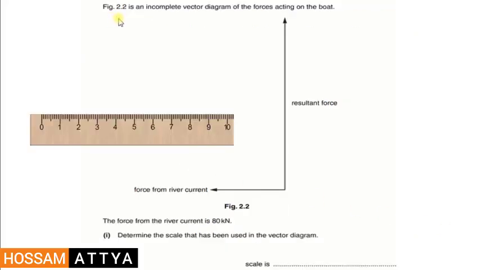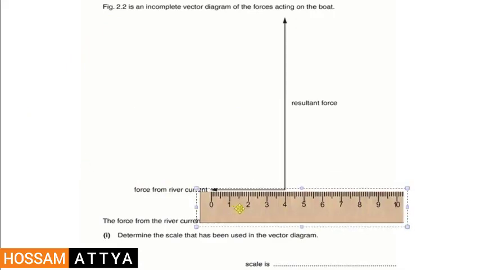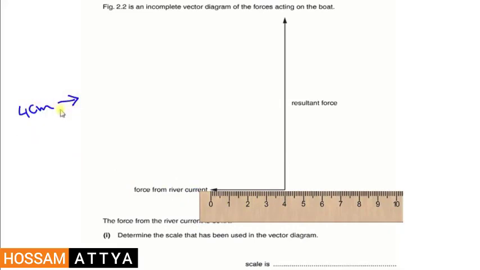Figure 2.2 is an incomplete vector diagram of the forces acting on the boat. The force from the river current is 80 kilonewtons. Determine the scale that has been used in the vector diagram. To find the scale, we measure the length of the line using the ruler, which is 4 centimeters according to the reading of the ruler. So 4 centimeters corresponds to 80 kilonewtons. This means that the scale is 1 centimeter for each 20 kilonewtons.